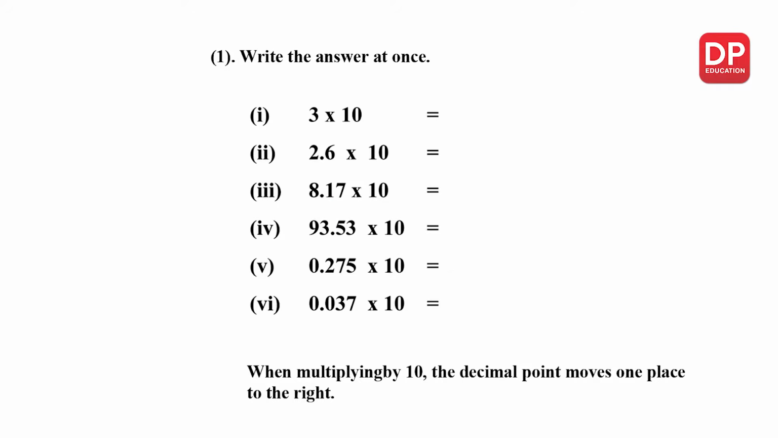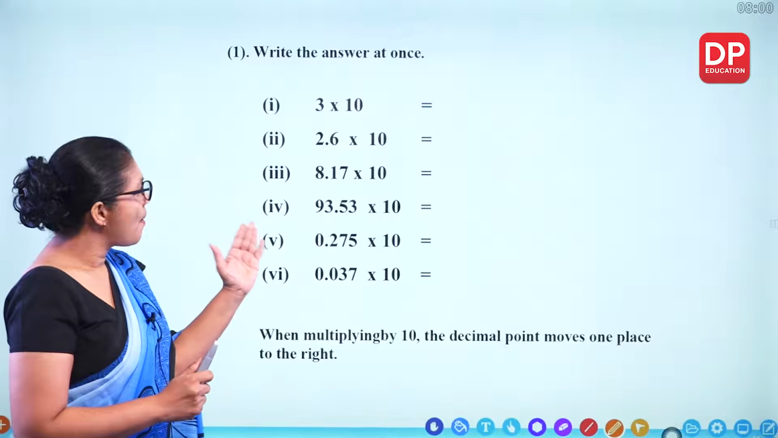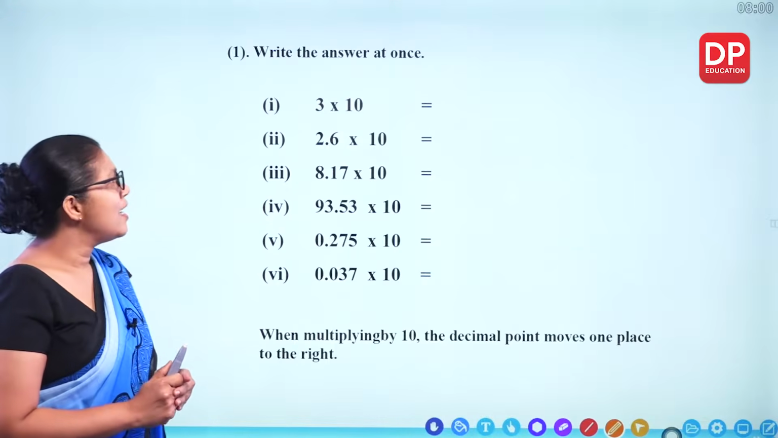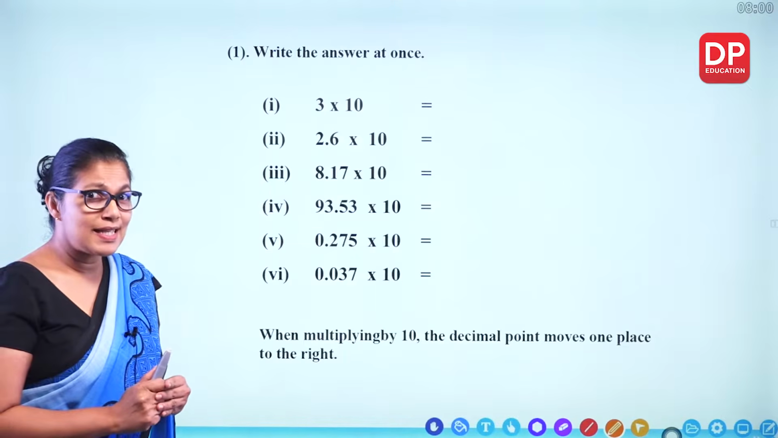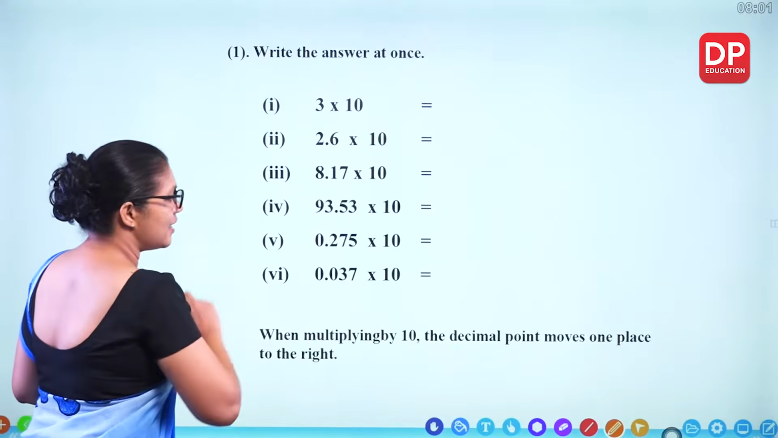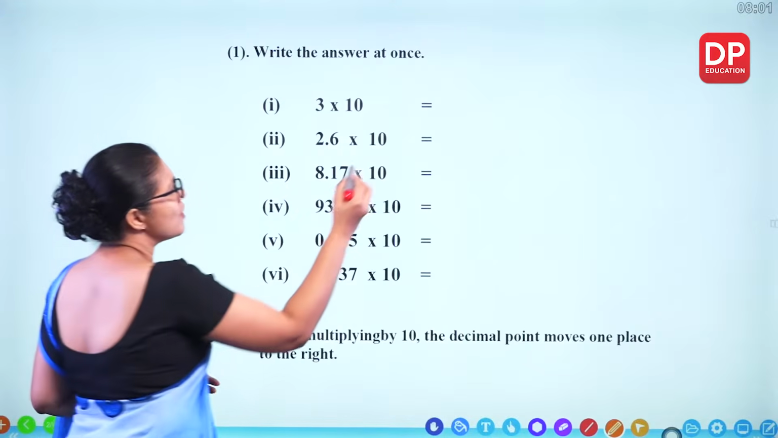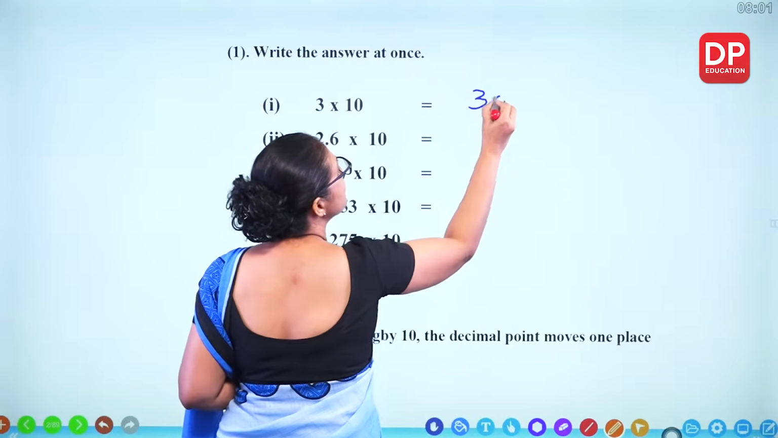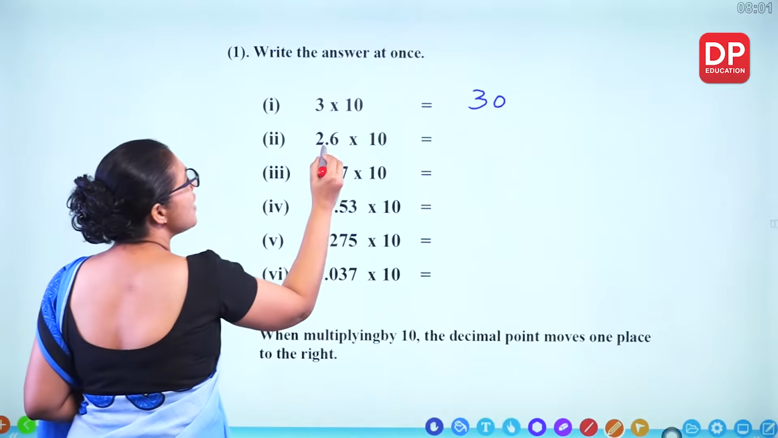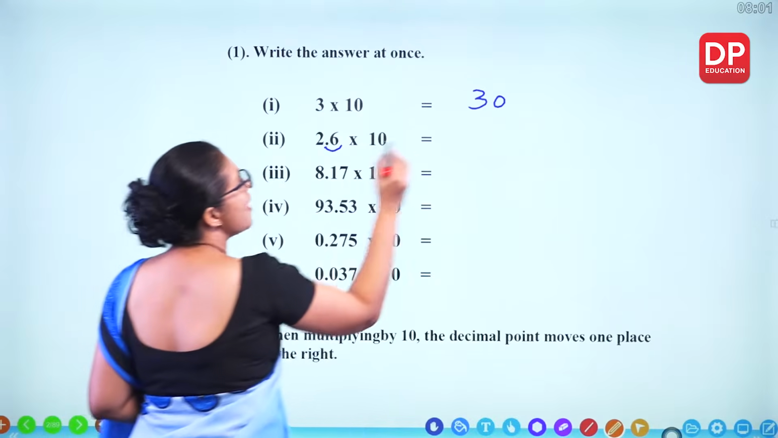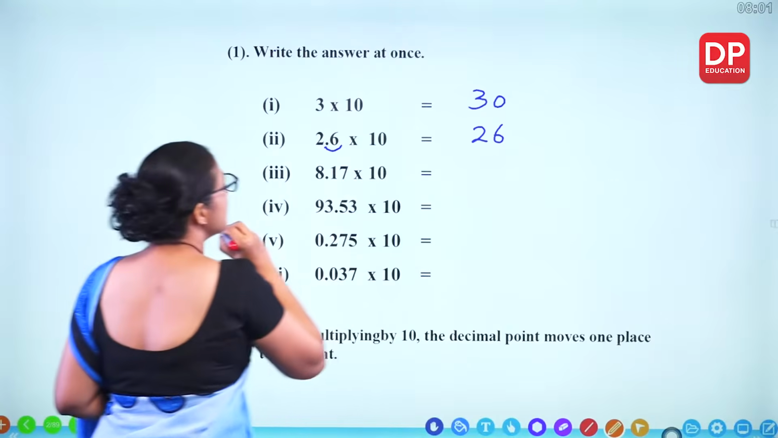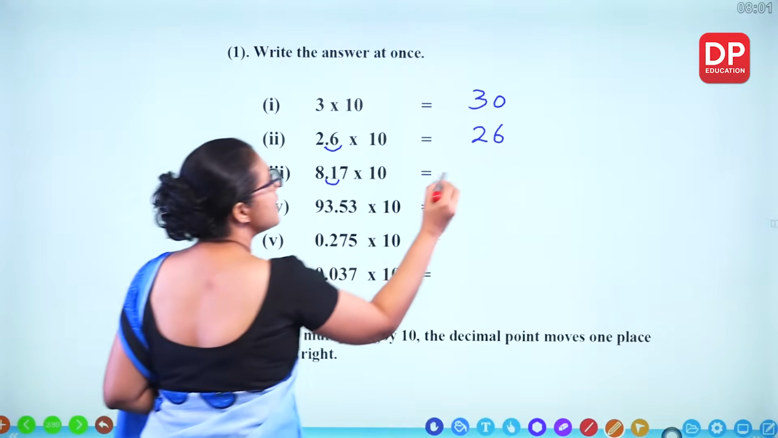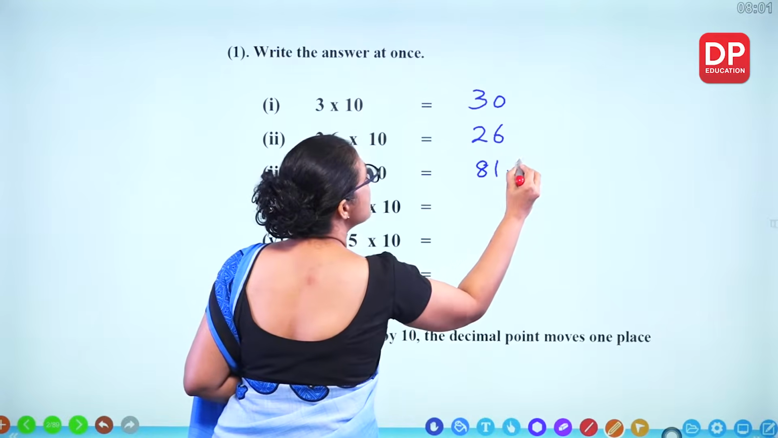Look at these questions. Write the answer at once. Multiply by 10. So what you do when you want to multiply by 10? You move the decimal place one place to the right. So we'll take 3 into 10. What's the value? You get 30. 2.6 into 10, you move one place to the right, 26. 8.17 multiplied by 10, one place to the right, 81.7.